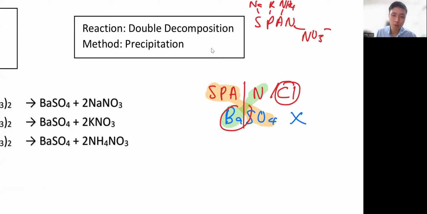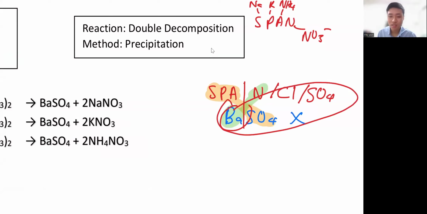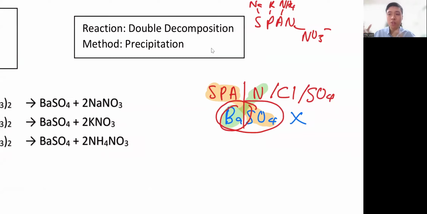Barium chloride is also soluble. But of course, in this case, you cannot use a sulfate of barium. Because you want to prepare barium sulfate, you cannot start with barium sulfate. It doesn't make sense, because it's insoluble. If you want to prepare BaSO4, it means you don't have BaSO4. So in this case, you can only use either barium nitrate or BaCl.